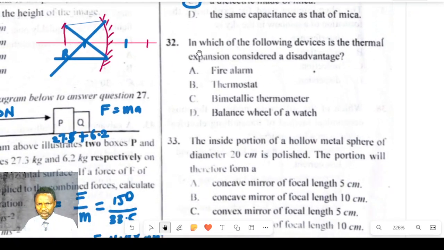Question 32. In which of the following devices is thermal expansion considered a disadvantage? Okay, it's in the balance wheel of a wristwatch. It makes the timing wrong. The others: fire alarm, used in an oven, thermostat to regulate temperature, bimetallic thermometer to measure temperature. So advantage, advantage, advantage, disadvantage.